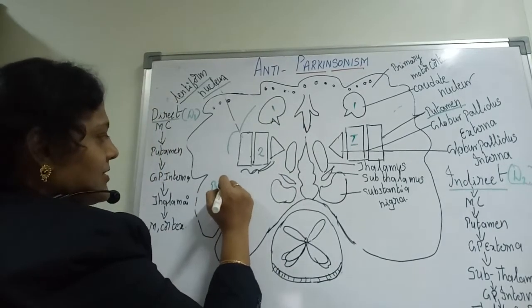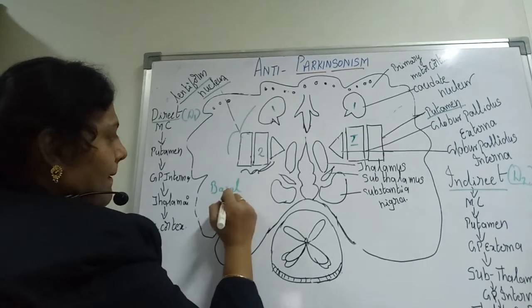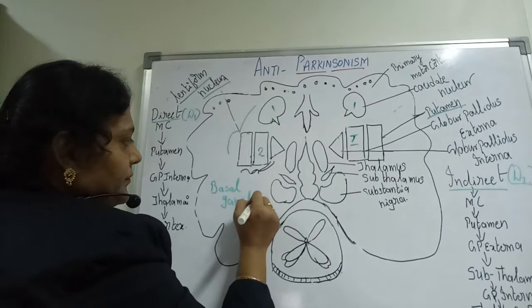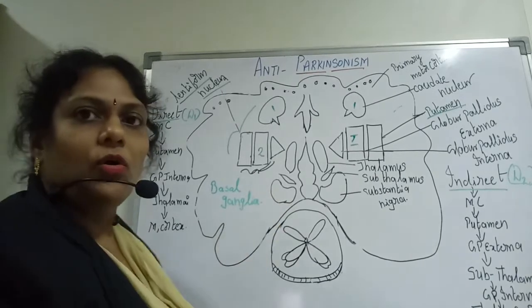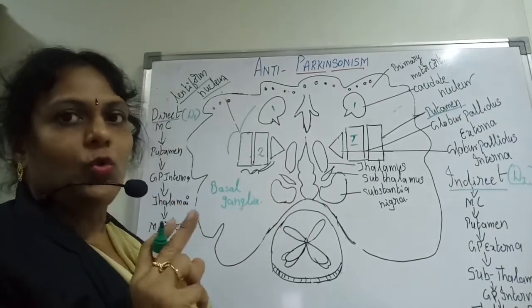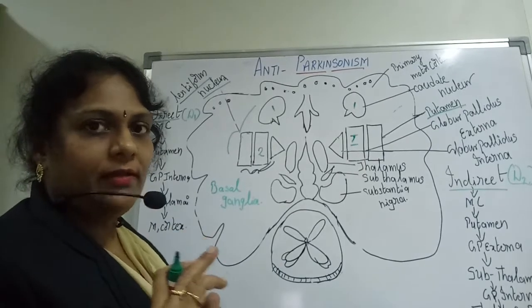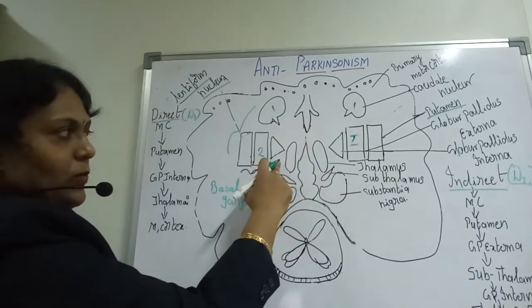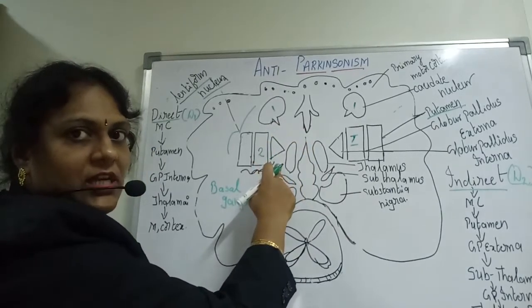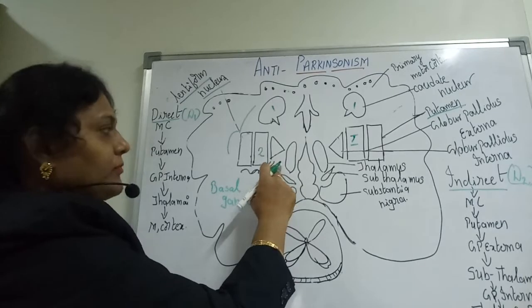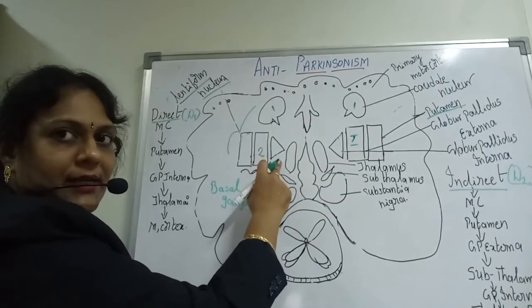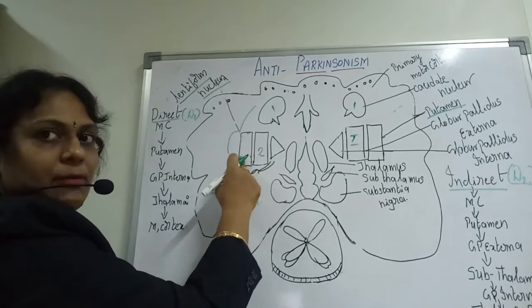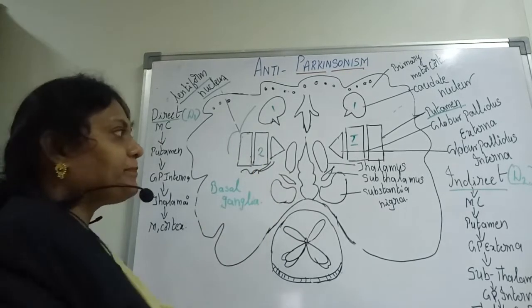Both of them are called the basal ganglia. So here we talked about two nuclei or two regions of the brain. The first one is the caudate nucleus and the second one is the lentiform nucleus, which consists of three parts: the globus pallidus interna, the globus pallidus externa, and the putamen, right?